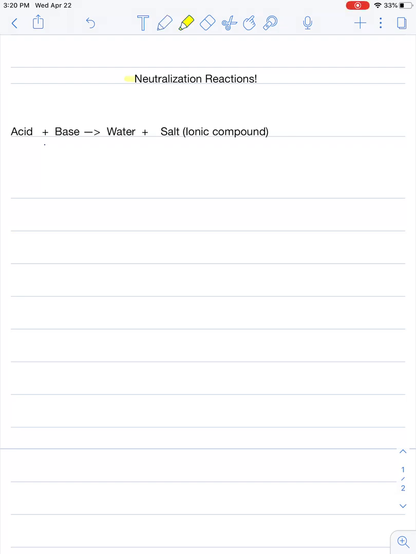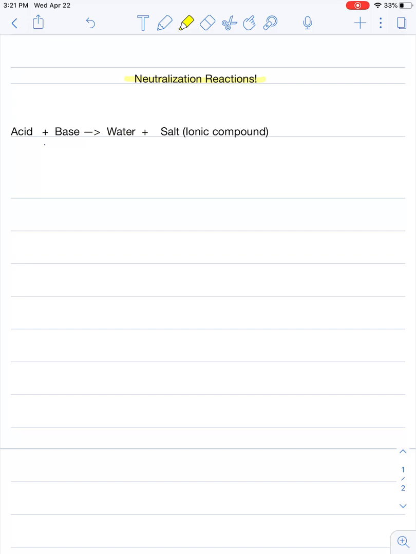Reactions Part 2, Neutralization Reactions. So this is one of the reasons why it's really, really important for you to be able to recognize an acid and recognize a base. Because if you don't, you're going to be derailed right now. So please refer back to the screencast on identification.